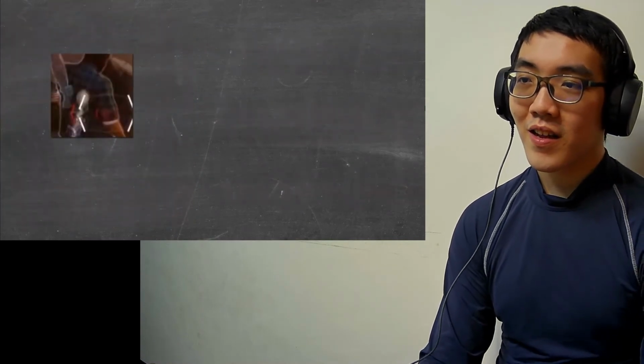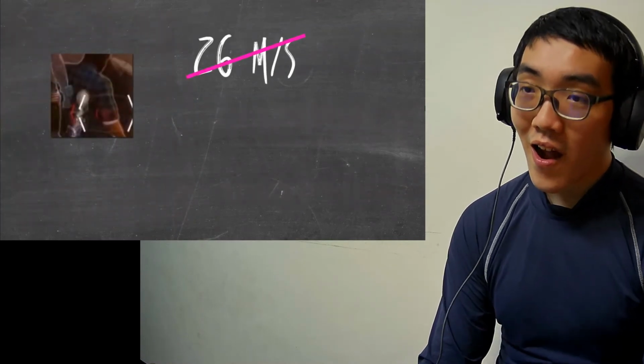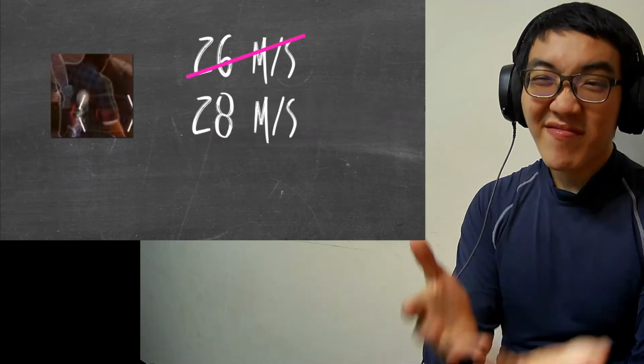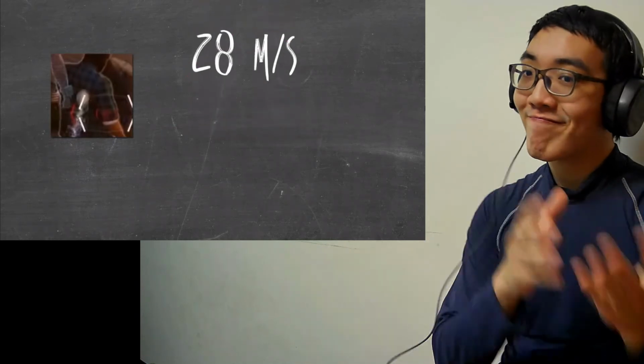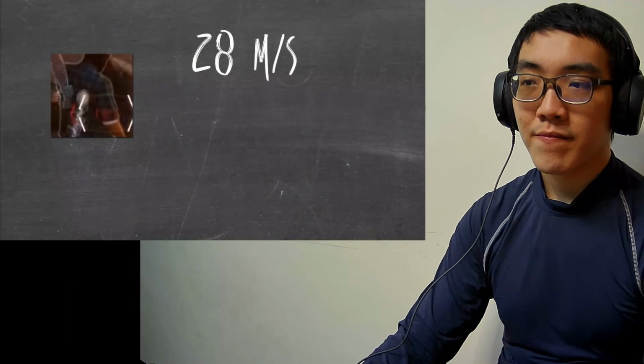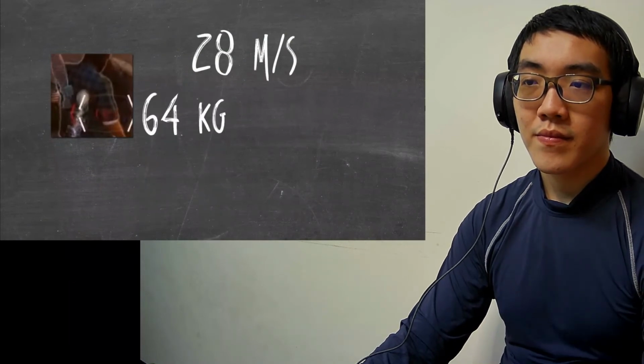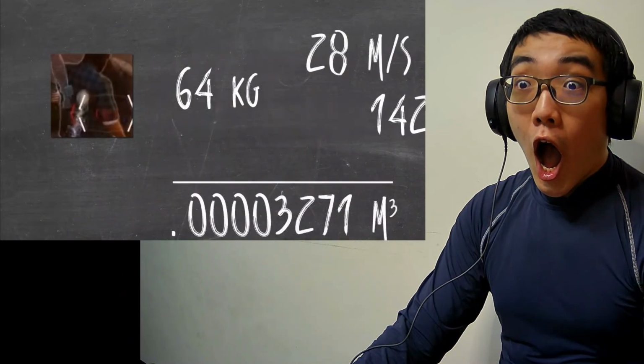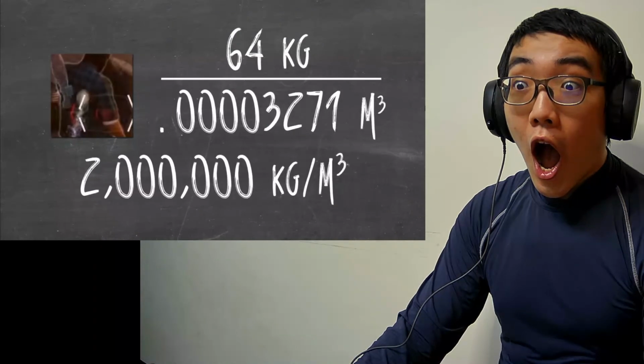Our webbing is measured at moving at about 26 meters per second, but it would actually have to be moving at least 28 because you can't accelerate something to a faster speed than you're moving. Giving the same acceleration time, this means in order to impart this much force, his webbing would have to weigh over 64 kilograms, or 142 pounds, which would give it a density of almost 2 million kilograms per cubic meter.